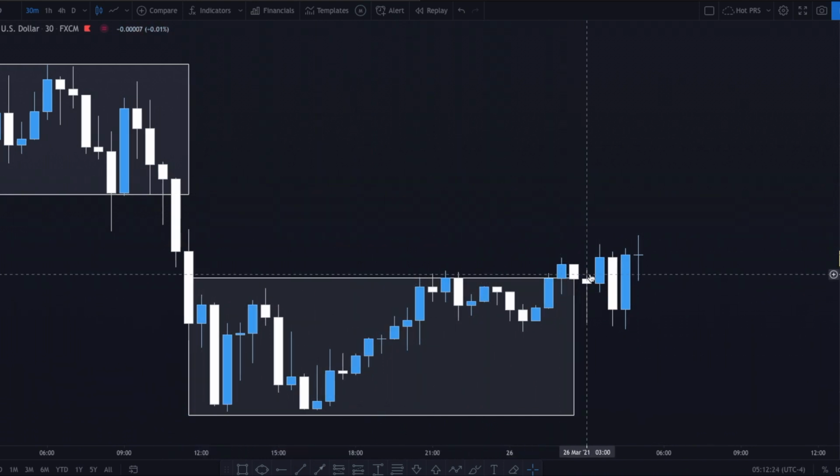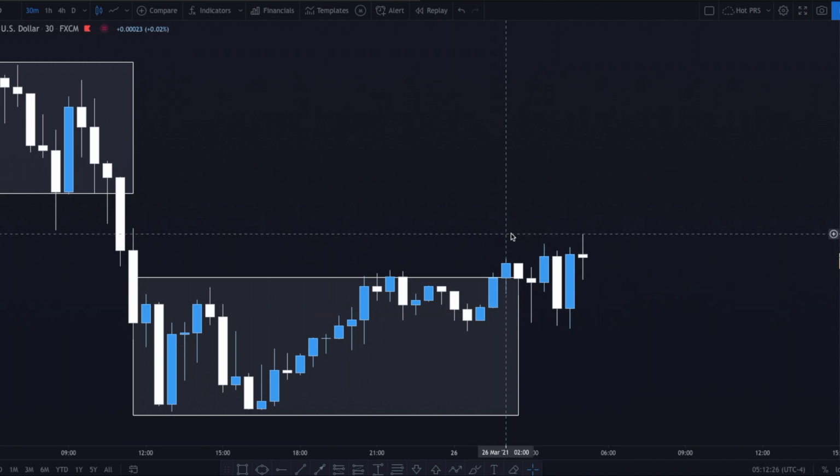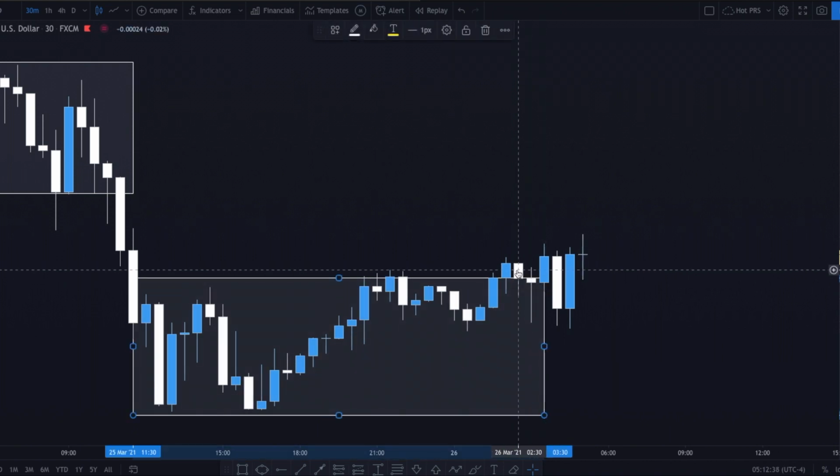So we told ourselves we wanted to see price break this, come back as a retest, and push to the upside. As you guys see, price broke out of the zone, closed above this bearish candle, wicked into the zone and closed above the zone. This wasn't our trading time. As you guys see, this was 2:30 in the morning.